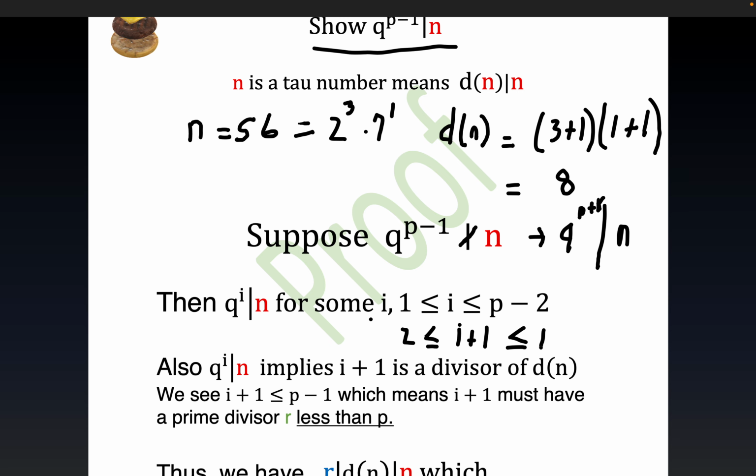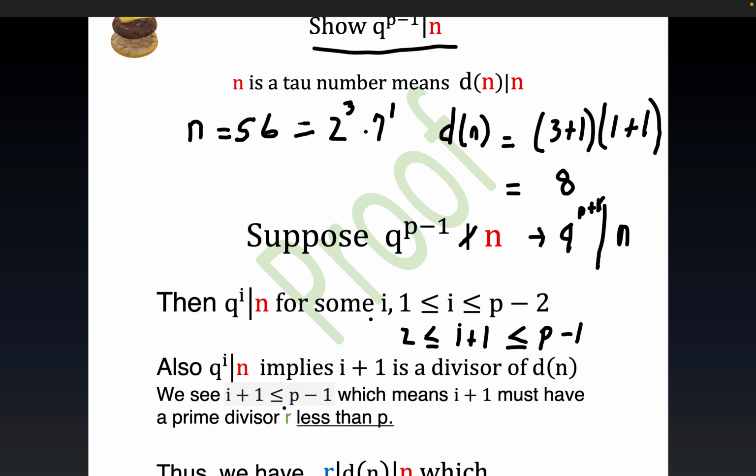And that's just straightforward inequality manipulation. Okay, I added 1 to all 3 of these objects here. Now, you see right here, it means i plus 1 must have a prime divisor less than p also.